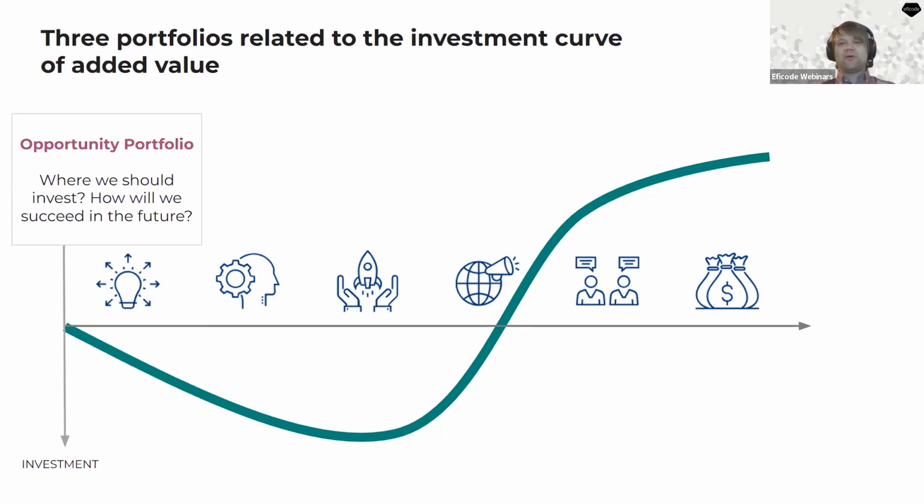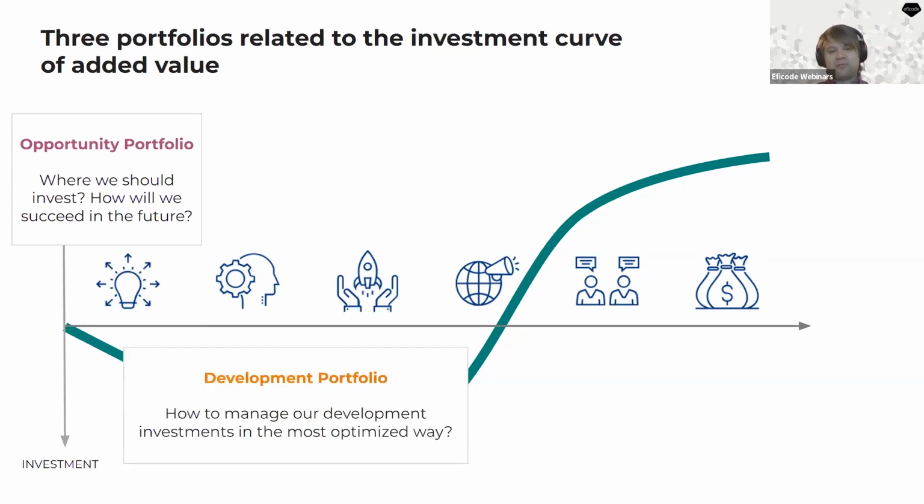But that's the opportunity portfolio. This is normally business leaders, even the CEOs are quite often involved in this type of decision making: this is where we are putting our money for the future. Then there's the development portfolio: how to make sure that for the investments we've decided to do, we don't spend too much money there and actually get the investments out as fast as possible.